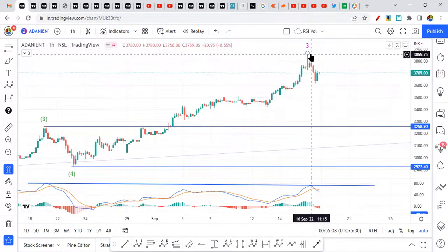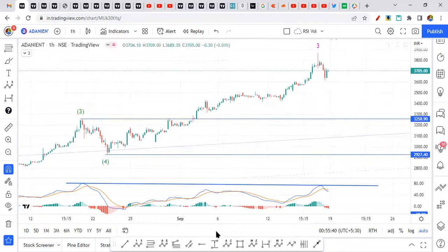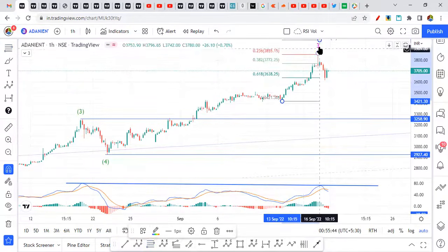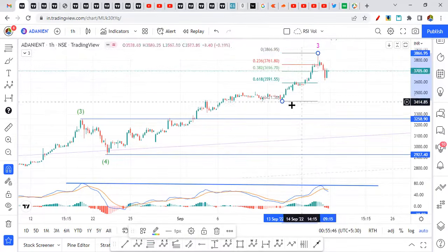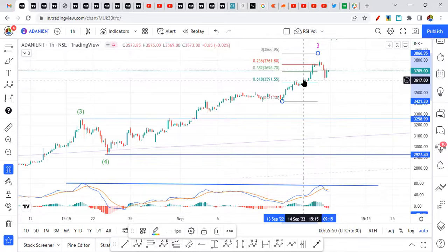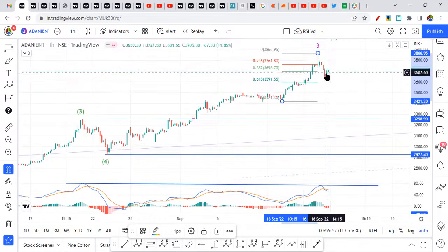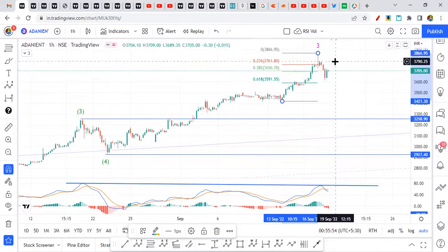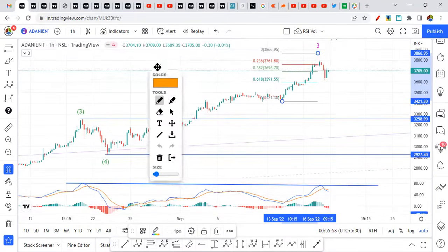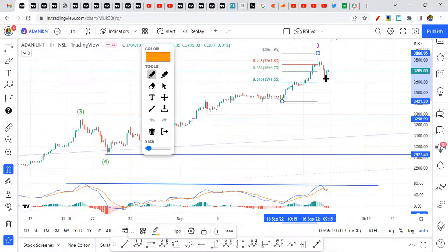Okay, this could have been completed, and now from this point onwards, it has broken the 0.32 Fibonacci, and it looks to have taken support near 0.600 Fibonacci. So it can give the pullback and drop towards the downside like this. Okay, so it can go like this.